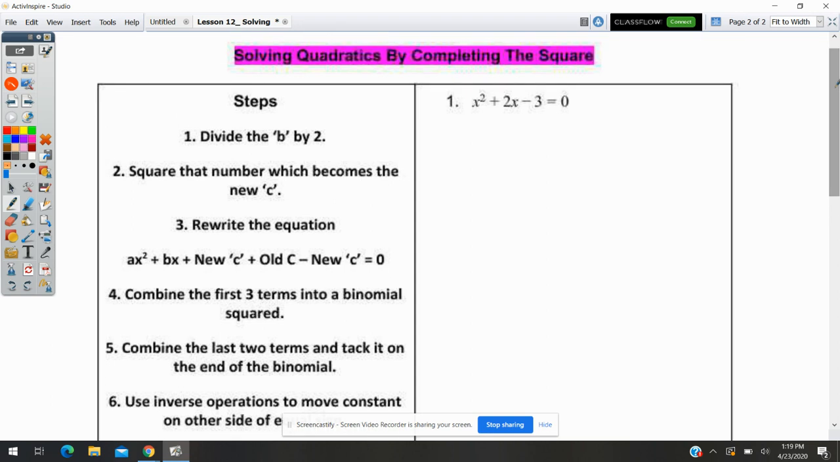Hi everyone, and this is the second part of the lesson. Had a little technical issue.